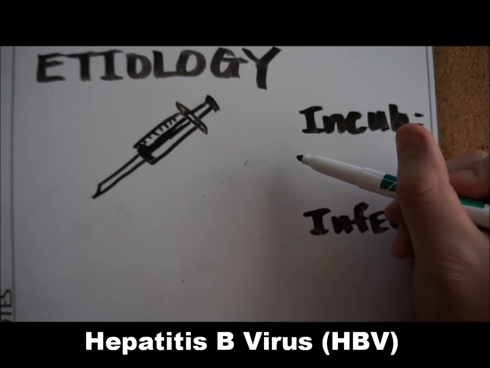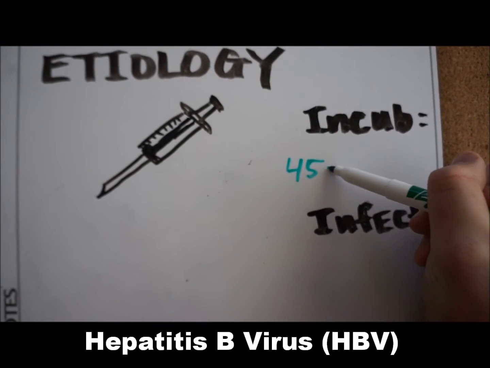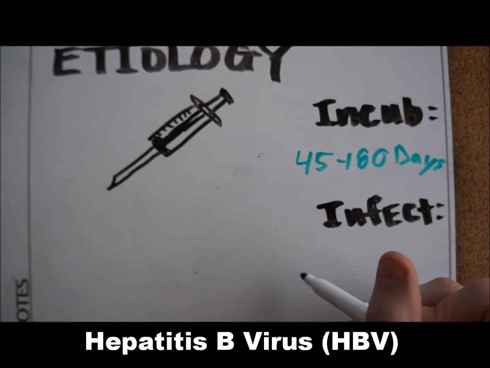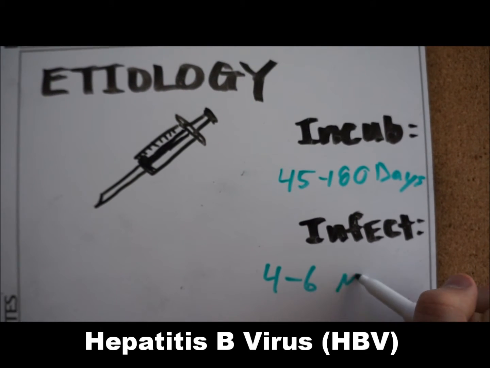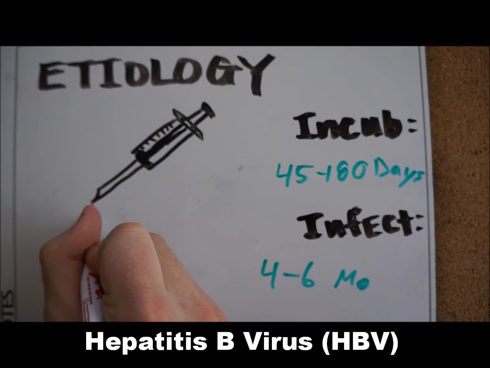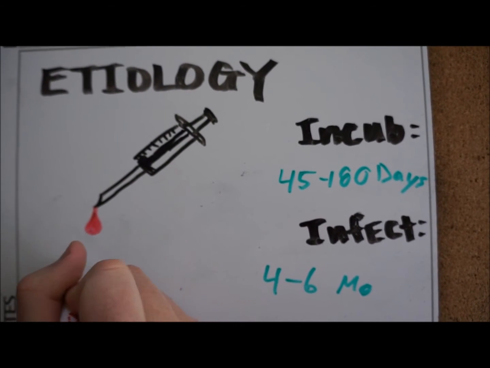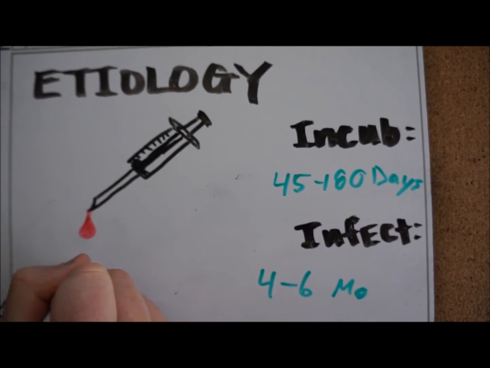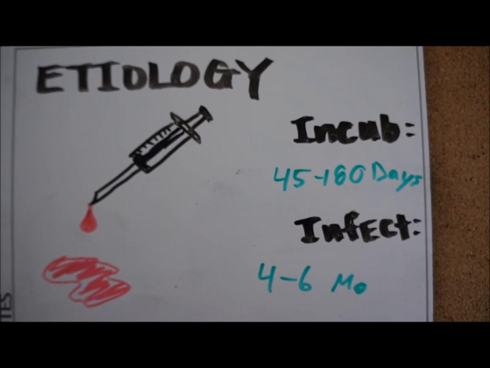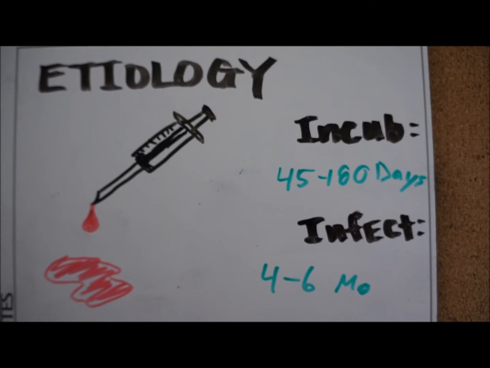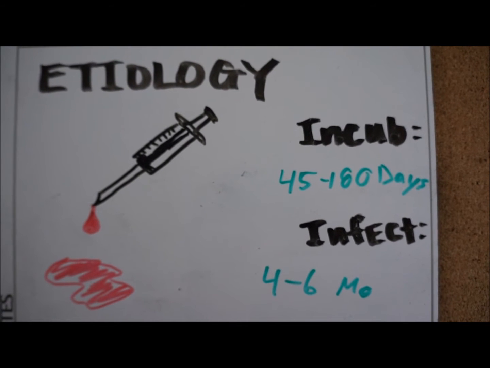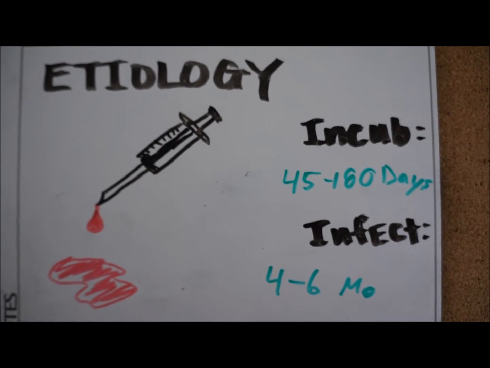Hepatitis B virus incubates for about 45 to 180 days. It is infectious before and after symptoms appear for about 4 to 6 months. Infected persons are carriers for life. Hep B virus is transmitted by percutaneous or permucosal exposure to blood or blood products, sexual contact, and perinatal transmission. Sources of infection may include needles, syringes, blood products, sexual activity, and contaminated needles for tattoos or piercings. An infected person may also be asymptomatic.